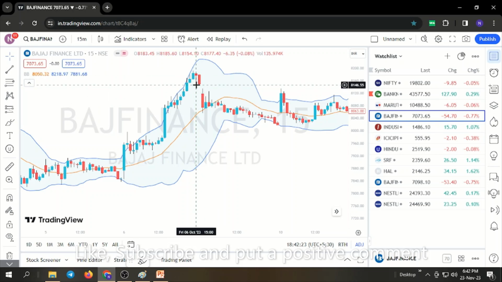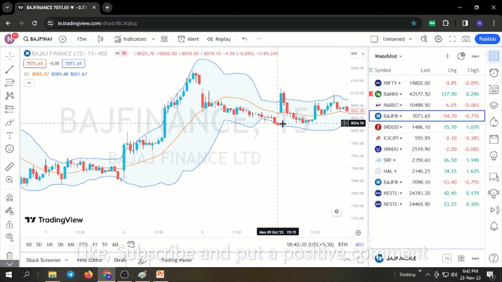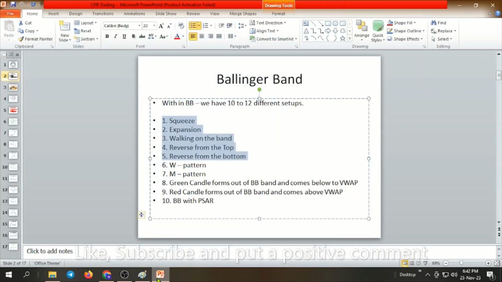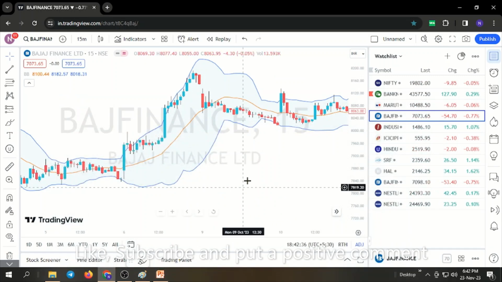If you enter here at the end of the day, this could be the last candle of the day, or else next day morning, this is your profit. All right, now let's see the next one. Reverse from the top, reverse from the bottom.